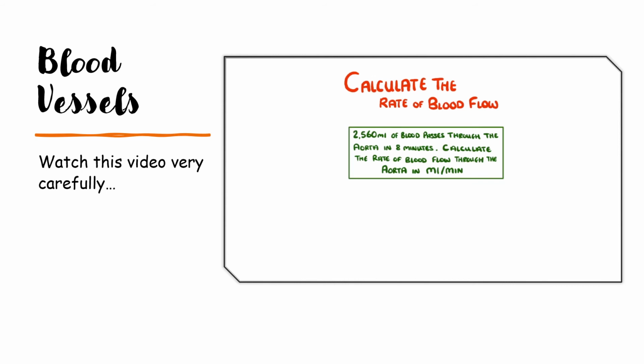So in a question like this, we would just divide how much blood has flowed, so 2,560, by the time it took, so 8 minutes, which gives us 320 milliliters per minute.